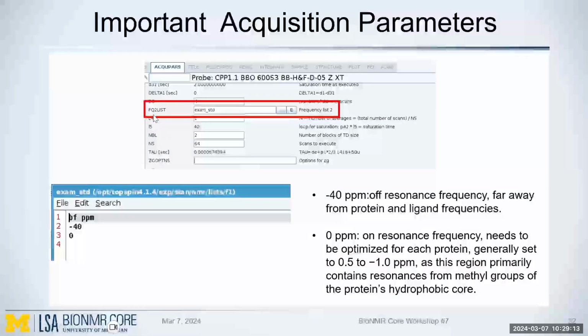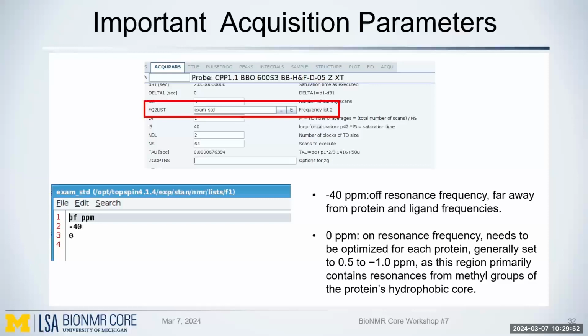And the next important parameter is this FQ2 list. So you can go to the acquisition parameter tab and click this edit button to edit this exam_std file. In this exam_std file, there are two frequencies that are already entered into the file. One is -40, the other is 0. So this -40 ppm is the off resonance frequency. So we apply a saturation pulse at -40 ppm and then record the off resonance spectrum. So this needs to be something that is far away from the protein and ligand frequencies.